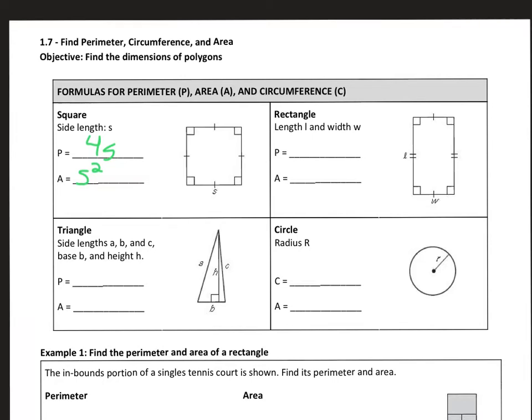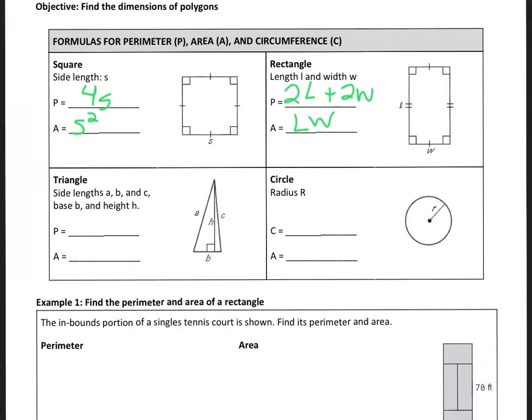Moving on to rectangle. For a rectangle, the perimeter, if I was going to add up all the sides, would be L plus L plus W plus W, which would be a lot to write. So to abbreviate that, 2 times L plus 2 times W, because there are 2 lengths and there are 2 widths on a rectangle. Then the area is just length times width for a rectangle. So pretty simple formula for the area of a rectangle.